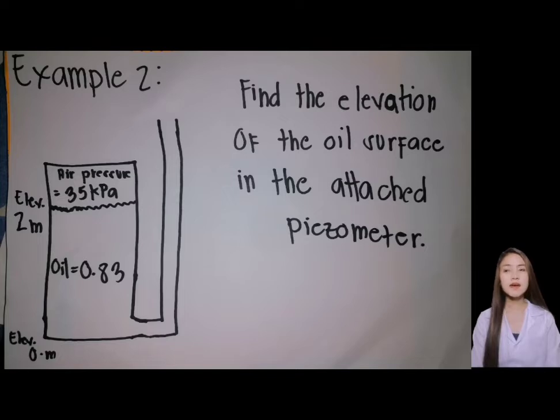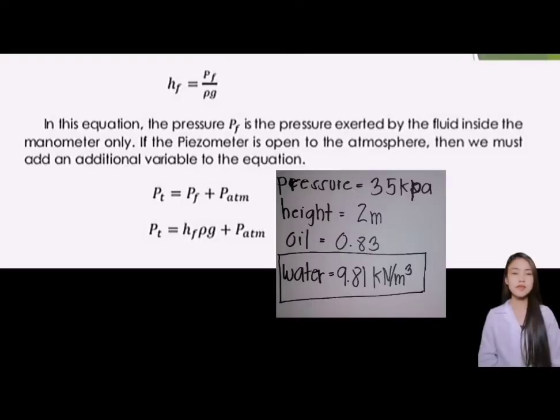Our second example is to find the elevation of the oil surface in the attached piezometer. So in this problem, kukunin natin yung pressure head manometer. Ang ating air pressure is 35 kilopascals with the elevation of 2 meters and oil 0.83. In this equation, the pressure PF is the pressure exerted by the fluid inside the manometer only.